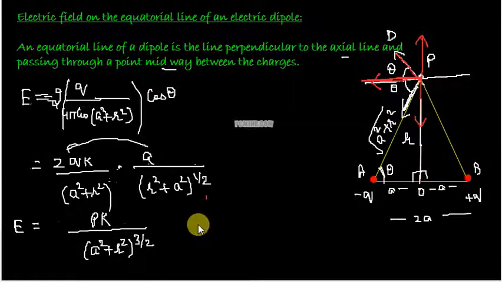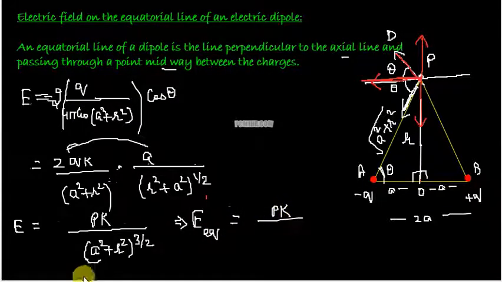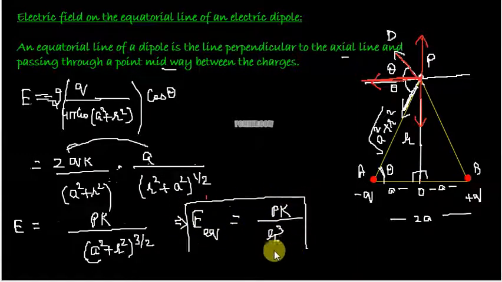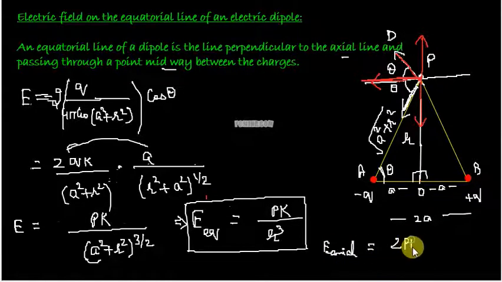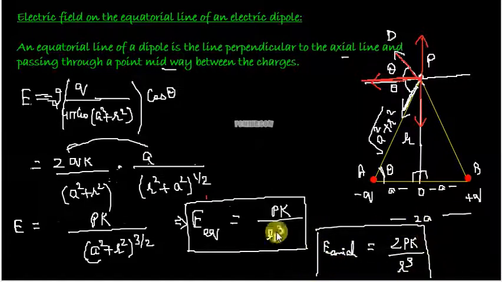Now for the special case, that's for a short dipole, a square would be ignorable. So I would get the electric field on the equatorial line of a short dipole to be p times k upon r cube. So we find that the electric field on the equatorial line is pk upon r cube, whereas the one we had on the axial line was 2pk upon r cube. That means if we talk about a short dipole, then the electric field on the axial line is going to be twice the electric field on the equatorial line, and both will vary inversely as the cube of distance. That's an important relation between the electric field along the equatorial and axial lines.